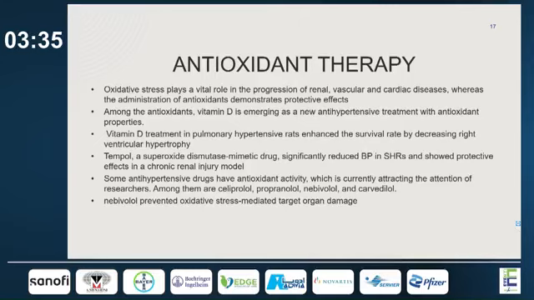Antioxidant therapy. Antioxidants play a pivotal role in the progression of renal, vascular, and cardiac diseases. Vitamin D is emerging as a new antihypertensive medication with antioxidant properties. It's already started to be used in pulmonary hypertensive rats and has improved the survival and decreased the ventricular hypertrophy. Some antihypertensive drugs also have antioxidant activity and are currently attracting a lot of attention, including nebivolol and carvedilol.